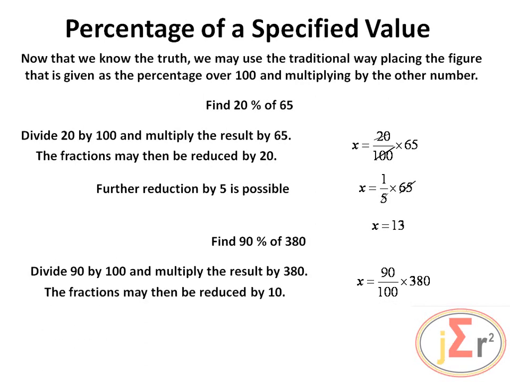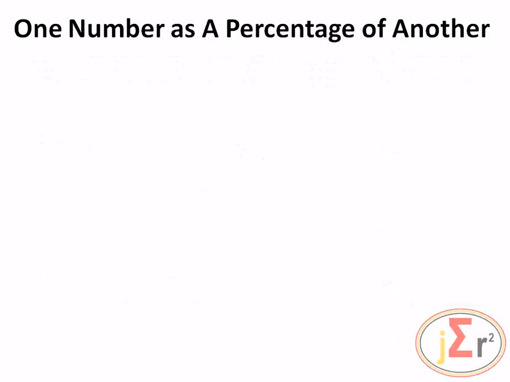So the fractions may then be reduced by 10. Quite easy. We always say 0 cancel 0. And then, of course, can we reduce by another 10? Oh, we're going to be using 5. Oh, we are going to be using another 10. And then we are going to multiply by 9, and that is our answer.